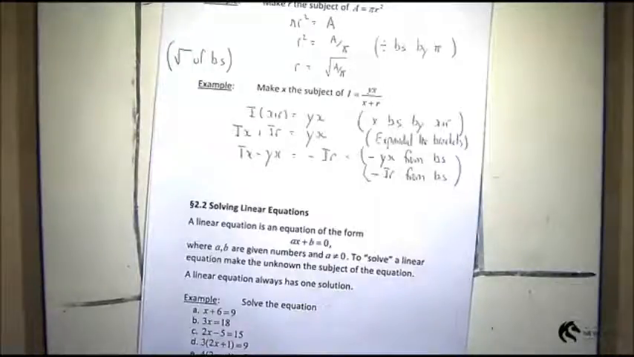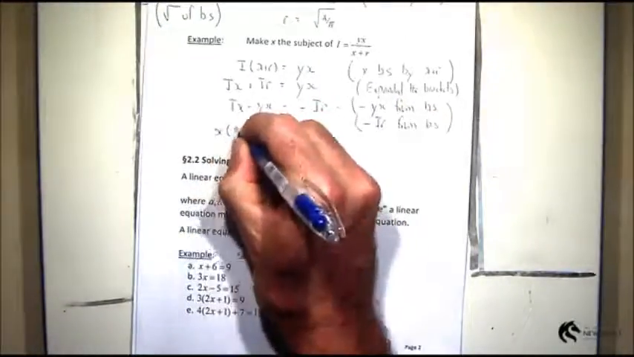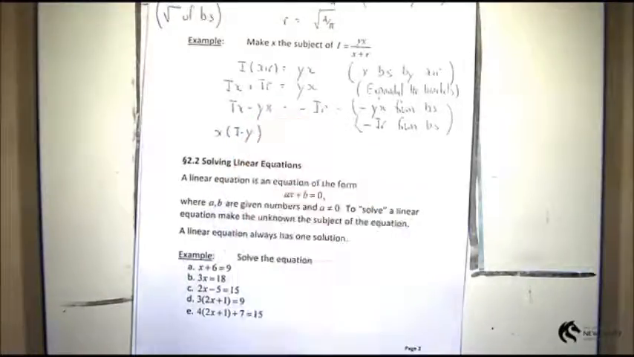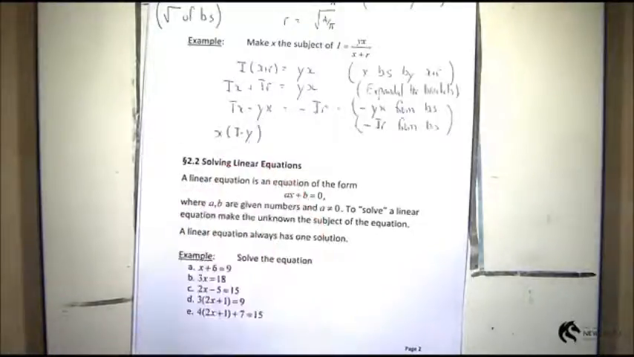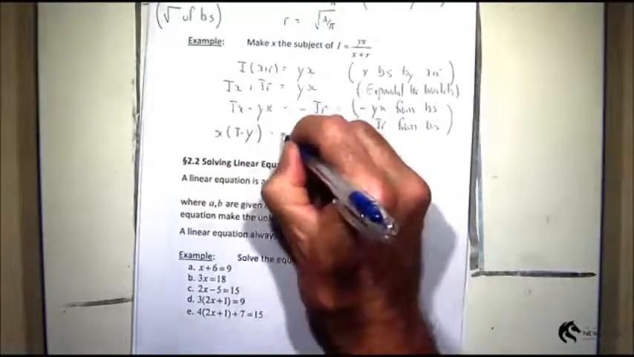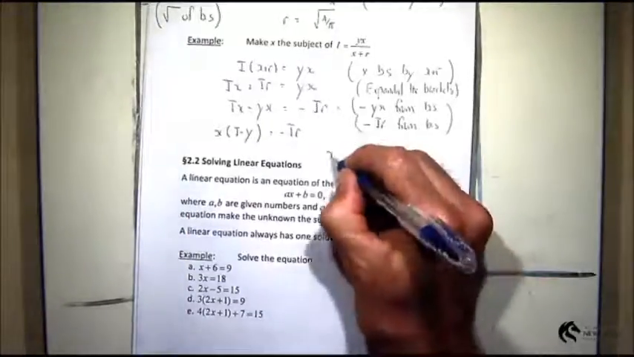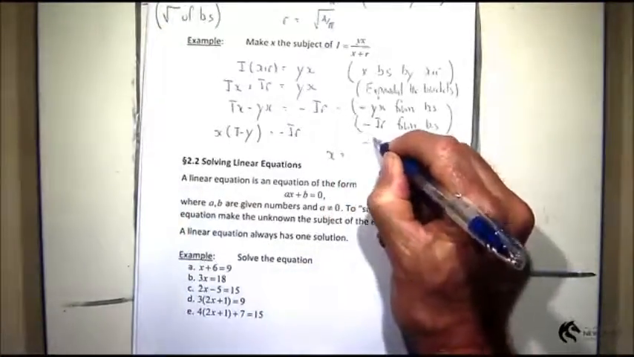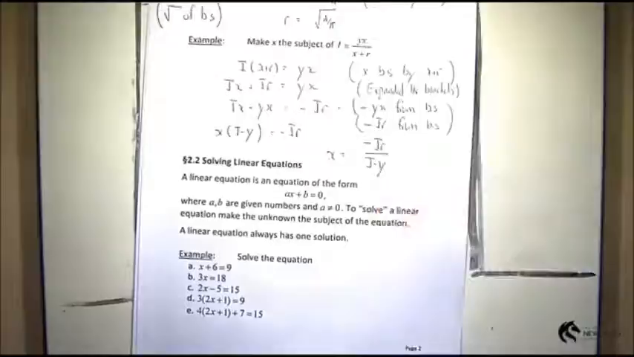Now I have x in both of these terms. I can factorise to make x isolated. So here I can have x times i minus y, and just check, i times x is ix, x times minus y is minus yx. So that's the correct factorisation, is equal to minus ir, and now all I have to do is divide by i minus y. And so that ends up with x is equal to minus ir all over i minus y. And there is x as the subject of that equation.